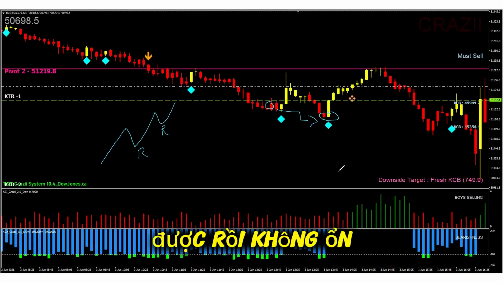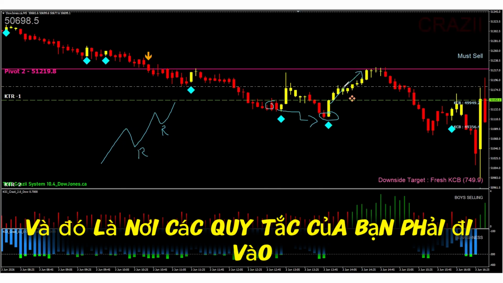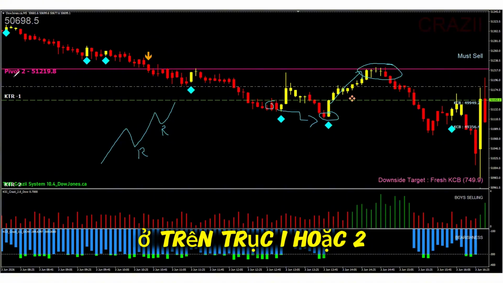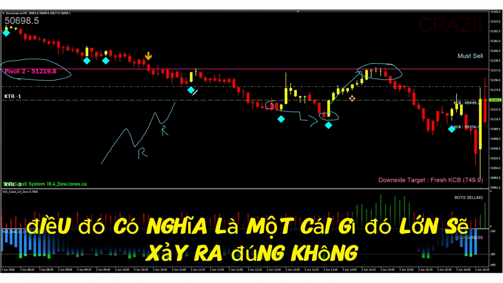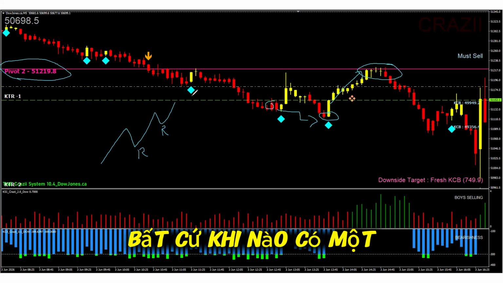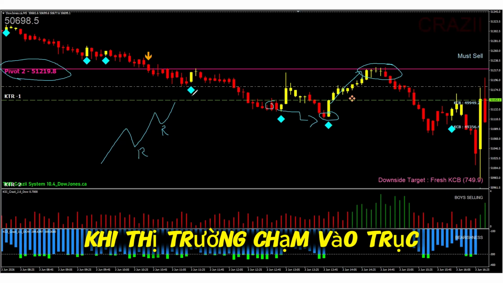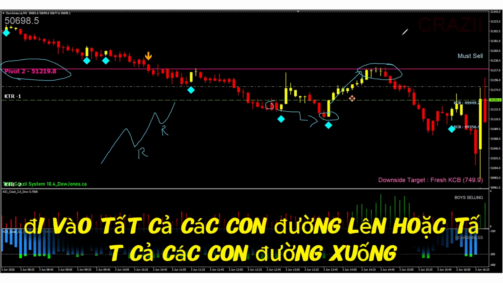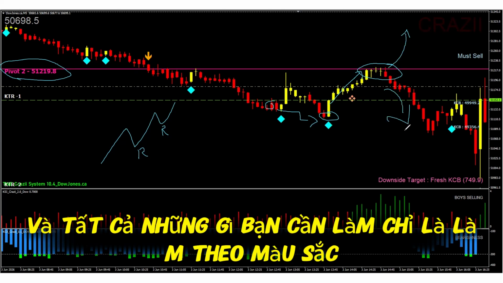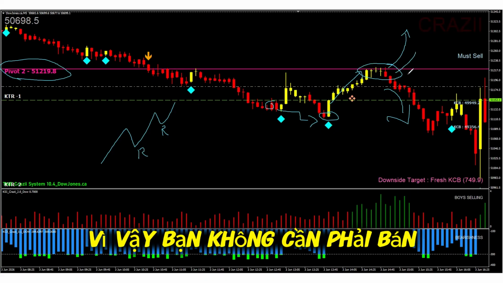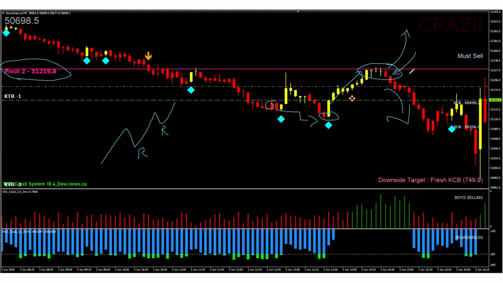After that, the price has to go up, go up, go up, and that's where your rules have to come in. When the market fails to stay above the KTR, or stay above pivot 1 or 2, that means something big is going to happen. We have said this many times before. Whenever the market touches the pivot, there should be a big movement coming in, either all the way up or all the way down. All you need to do is follow the color, and the color is actually red, so you have to sell.